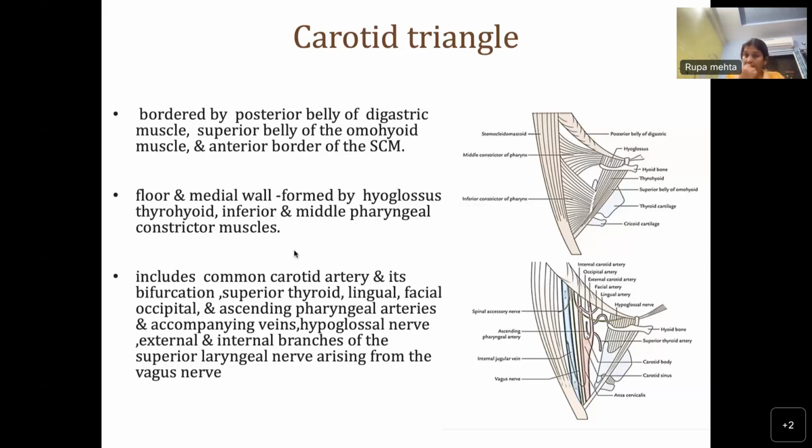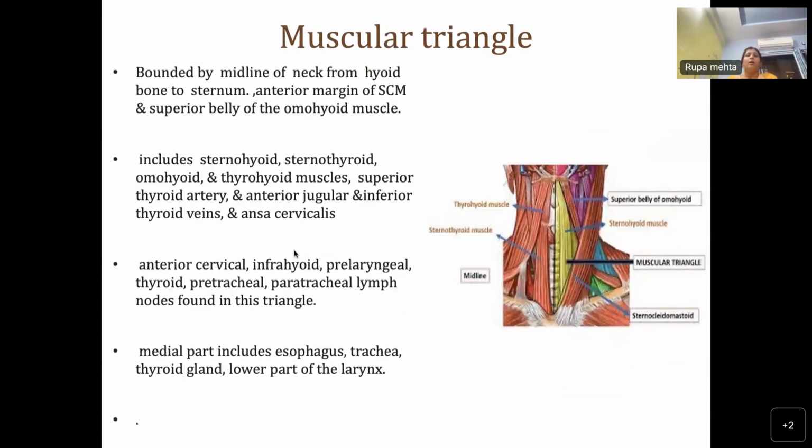And Pirogov's triangle is defined by the common facial vein and the IJV and all, and it delineates your common carotid. So these nomenclatures, Pirogov's, Beclard's and all, are not being used. But this is the standard, routine classification which is being followed: carotid, and the anterior and posterior divisions.